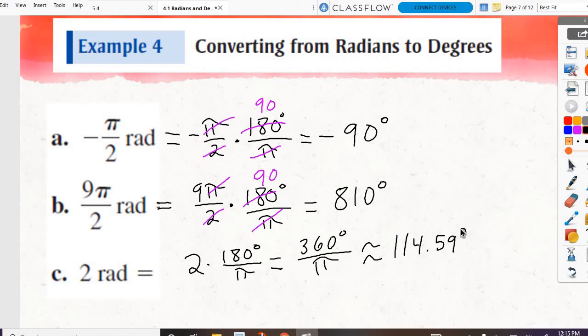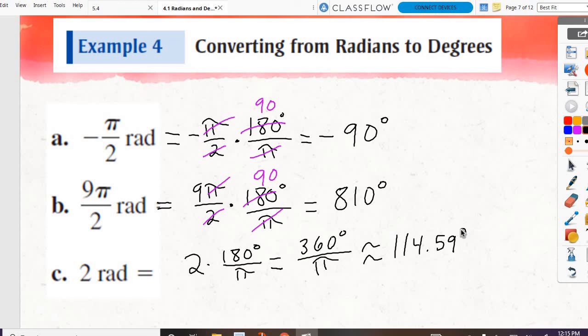That's 114.591559 degrees. Now, if there was a pi with it, what would 2 pi equal? Double that. No, not double. That would just be if it was 4. It would be a full rotation, which is 360.